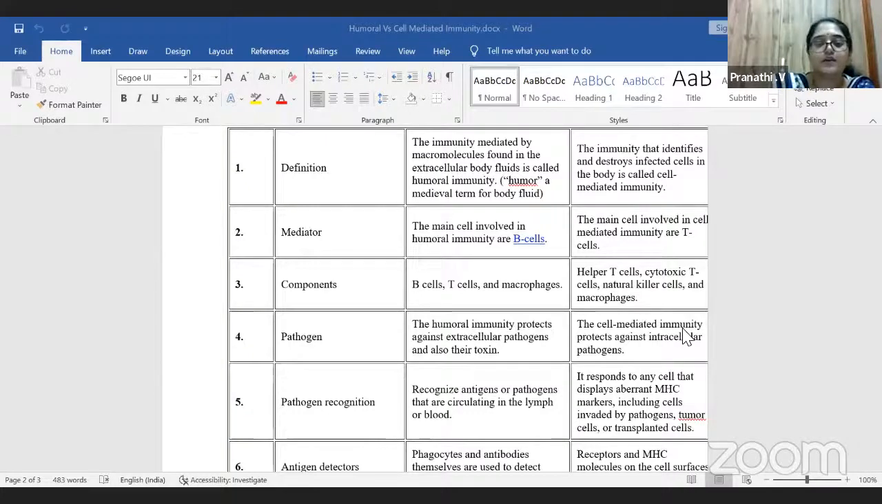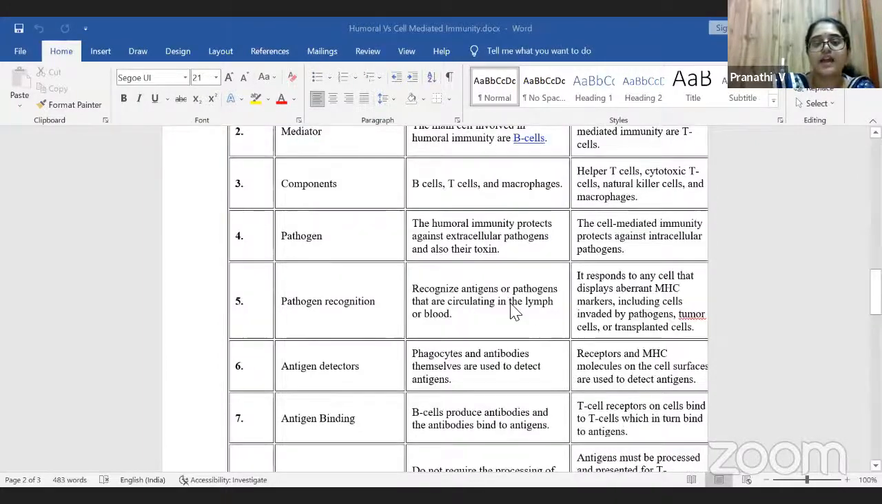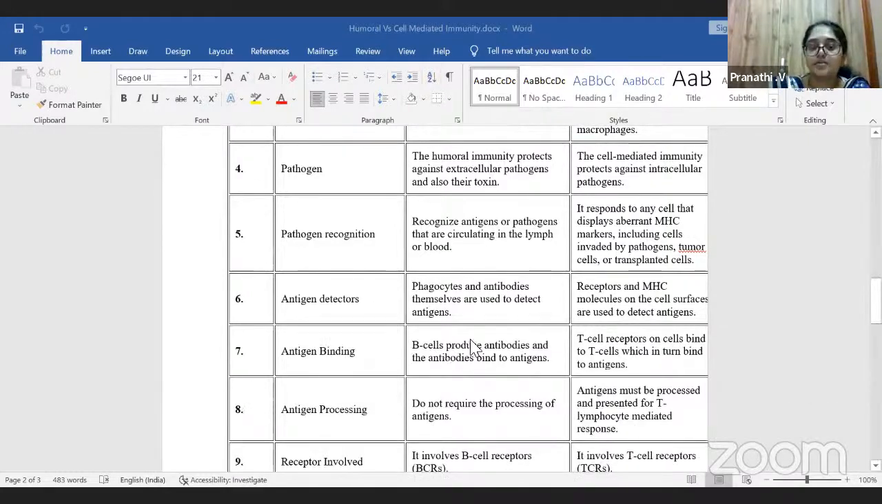Pathogens are again given over here, and how they recognize the pattern and the kind of pathogen being recognized, and whether it is the antigen or the epitope that is involved. Then you see the antigen detectors. They can be the phagocytes and the antibodies themselves. In cell-mediated immunity, it is receptors and MHC molecules, the APCs basically, which present to the T cells. In antigen binding, B cells produce antibodies and the antibodies bind to antigens.